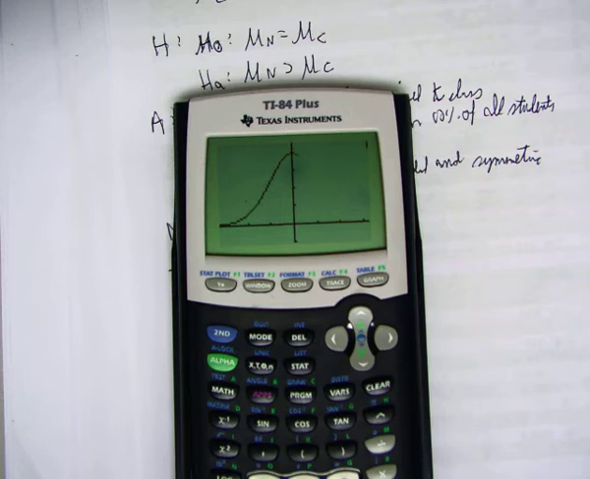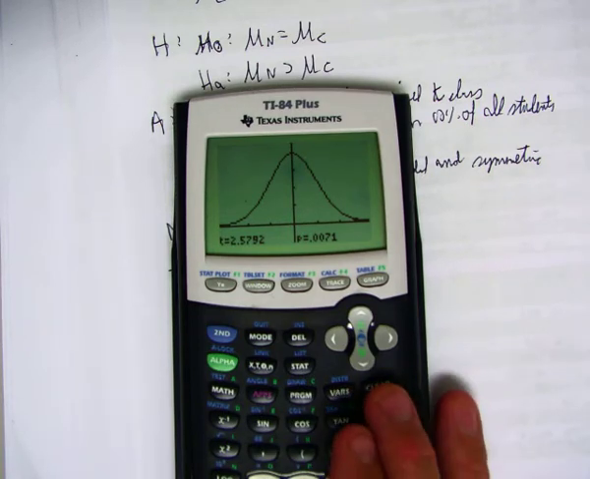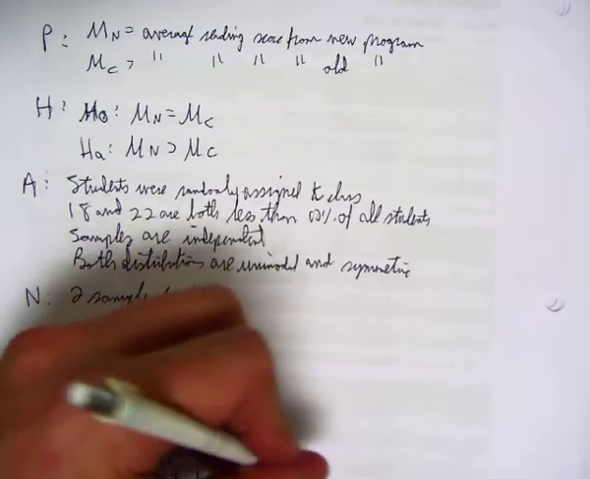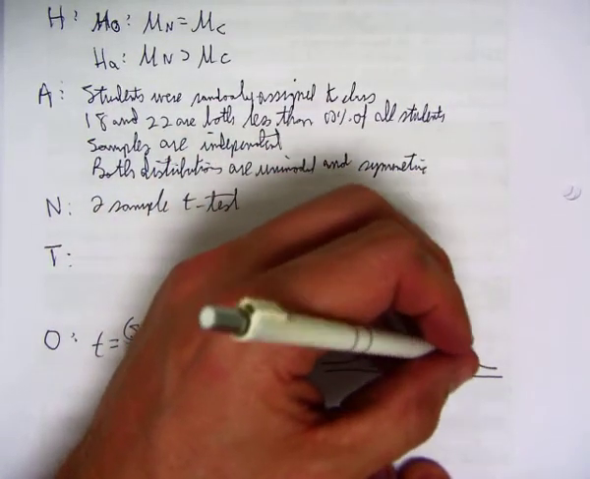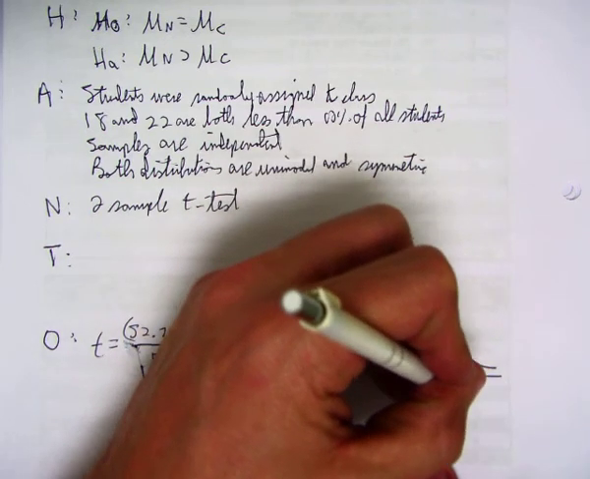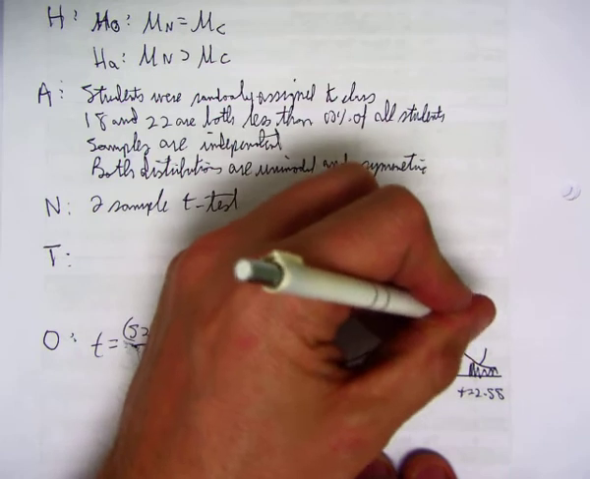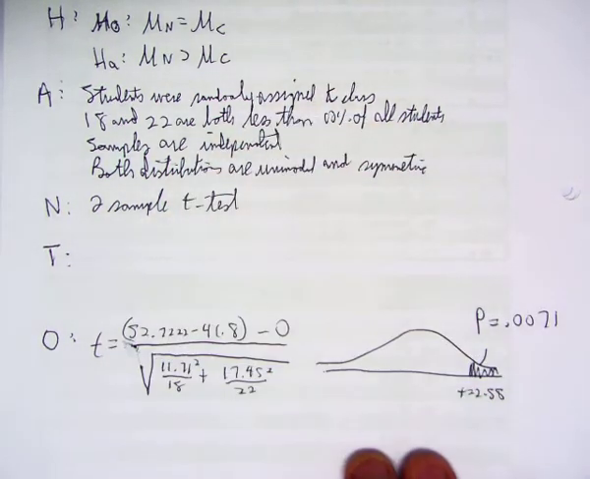So the calculator will draw that up, and look at that. We get a t-value of 2.58 and a big P-value of 0.0071. So we're going to draw that on our paper. So we're going to get a t-value, and we're going to draw that. Big P is 0.0071, so that's less than 0.05.